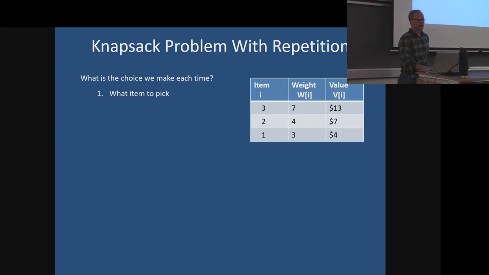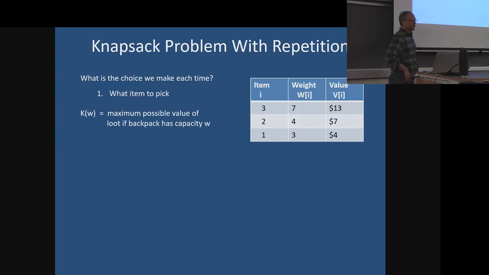We've got to choose which item to take. So let's let K of W be the maximum possible value of loot if a backpack has remaining capacity W. Initially, when it's empty, W is going to be the capacity of the backpack. If you've already put some stuff in the backpack, the capacity will be reduced correspondingly.